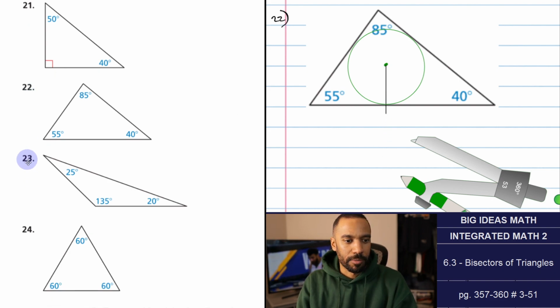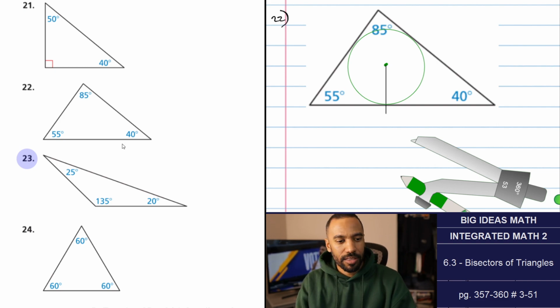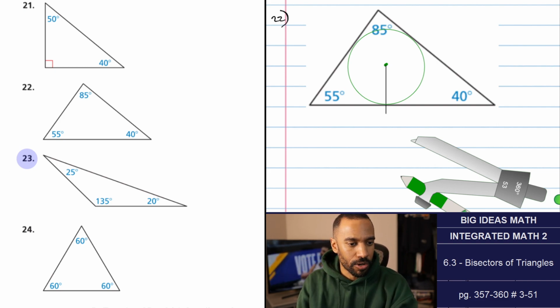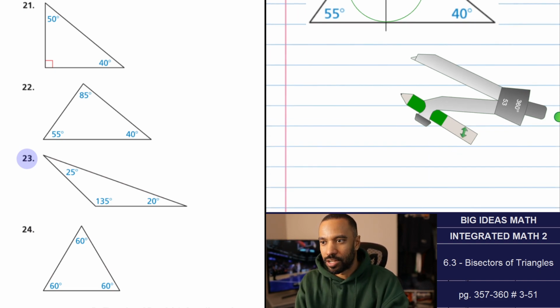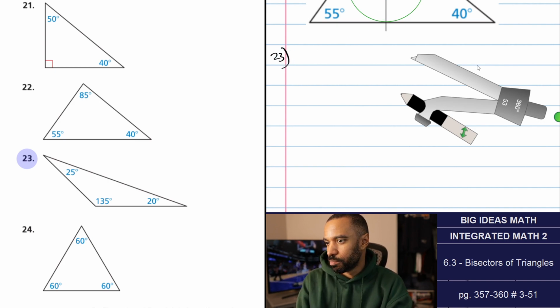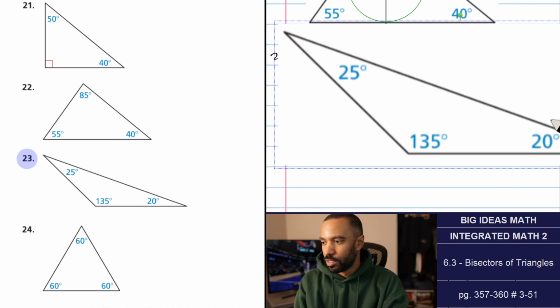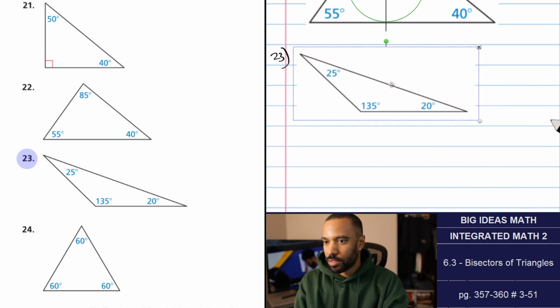Okay, two more. Number 23. Doesn't matter that this is an obtuse triangle. This will still have an in-center inside of your triangle. It's not a circumcenter. Let's not delete the compass this time, please. Let's just move it out of the way for a second. Okay.